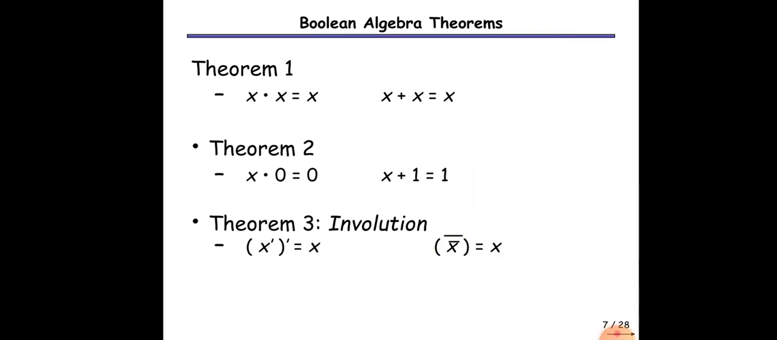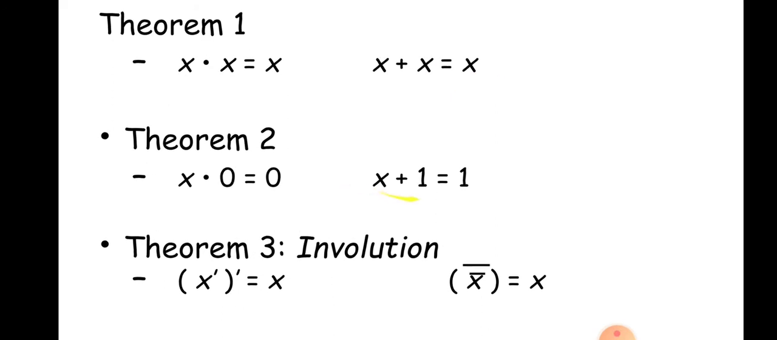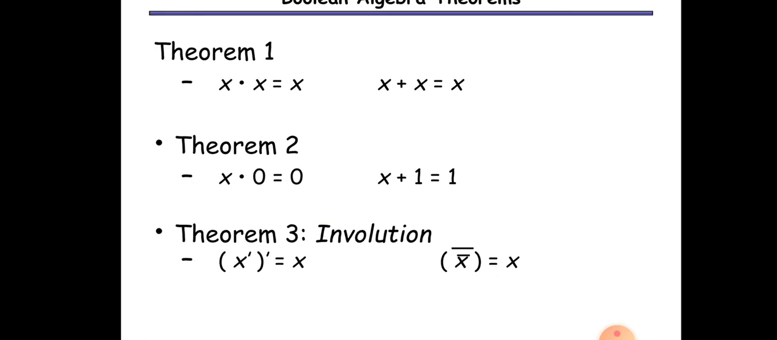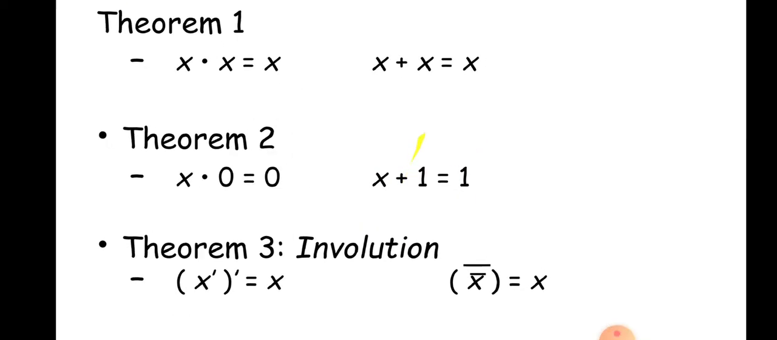Then there are the theorems: x dot x equal to x, x plus x equal to x, x dot 0 equal to 0, x plus 1 equal to 1. Just go through these theorems and laws. You have to memorize them. Do the practice by solving using the truth table. Just draw the truth table for x dot x and prove it for the x values here. Then the involution theorem is also there.